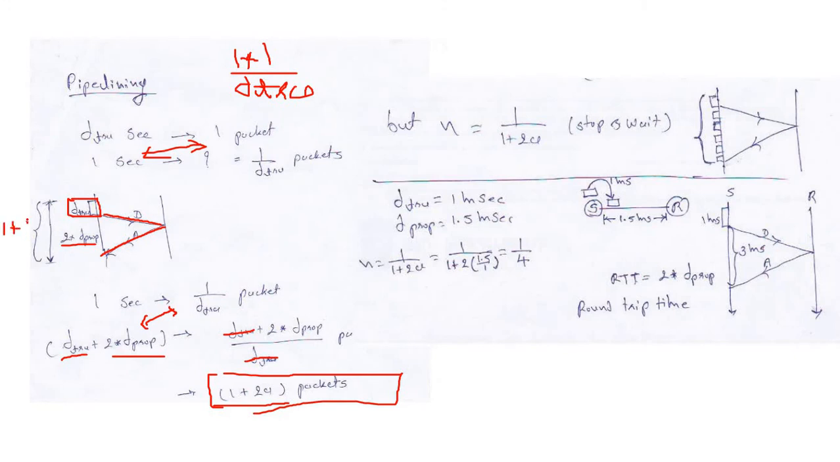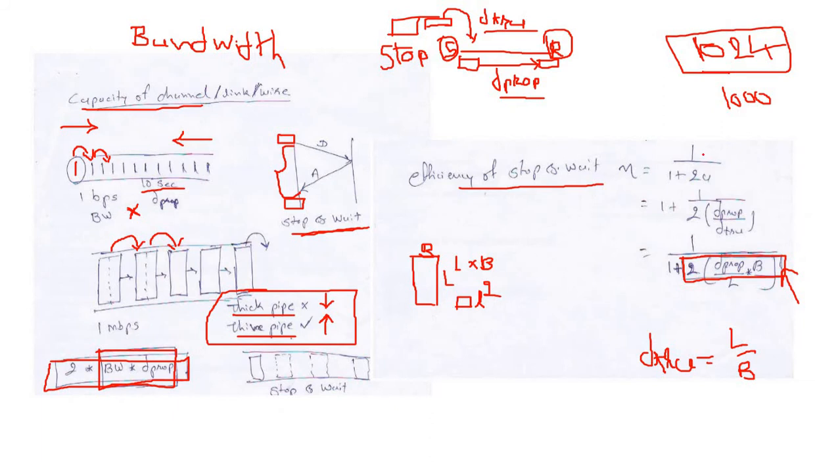But how many packets are we sending here? We are sending 1 packet only, out of 1 plus 2a. How many packets are we able to send? We are able to send 1 plus 2a packets, but actually we are sending 1 packet. That's why the efficiency of stop and wait protocol is 1 upon 1 plus 2a.